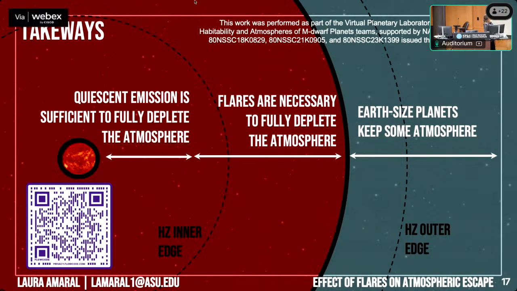So basically, the quiescent emission is going to be sufficient to deplete the atmosphere when you're close enough to the star. If you're too far away, the Earth-sized planets are going to be able to keep some atmosphere. If you're midway, in the habitable zone, flares are going to be necessary if you want to deplete the atmosphere. So here is the last paper that we published this year if you want to take a look. And I will take any questions from here.